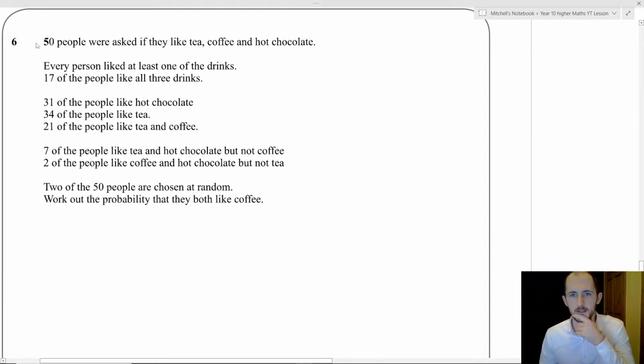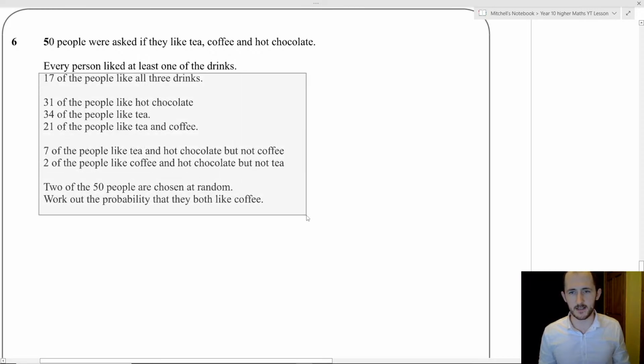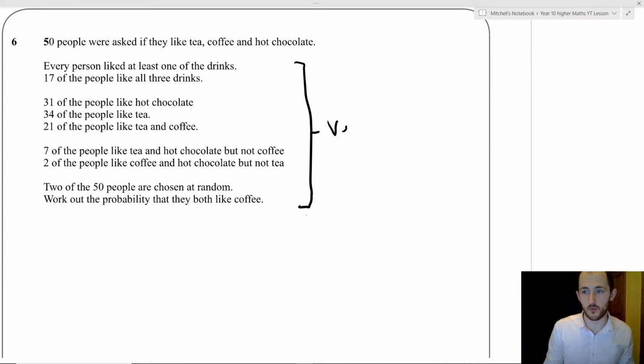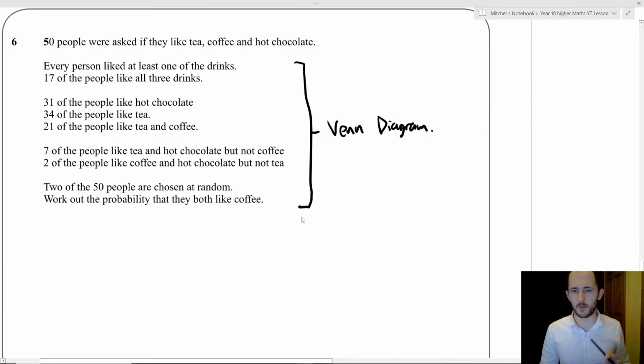This one's interesting. So 50 people were asked if they like tea, coffee, and hot chocolate. And everyone liked at least one of the drinks. 17 liked all 3. Blah, blah, blah. This type of question, when they give you information like this, you have to draw a Venn diagram. You have to. This information is way too complicated to try and piece together yourself. Hopefully you can see why.